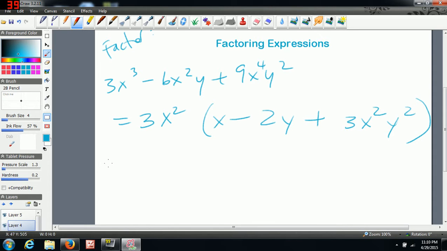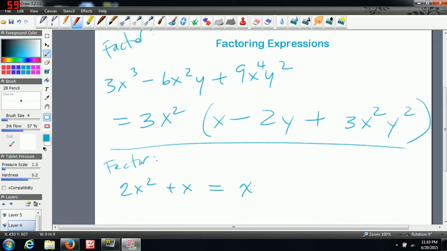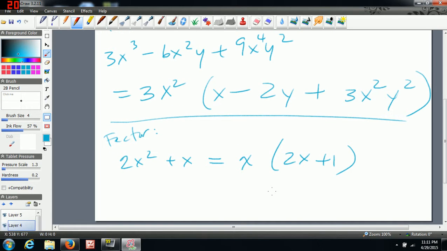Let's try another example. You want to factor 2x squared plus x. The biggest thing we can take out of here is x, so you're left with 2x plus 1. That's how you would factor something like that. And how do we get that? We divided this by x, so it became 2x, and then we divided this by x, which just became 1. Okay, so let's try some more examples.